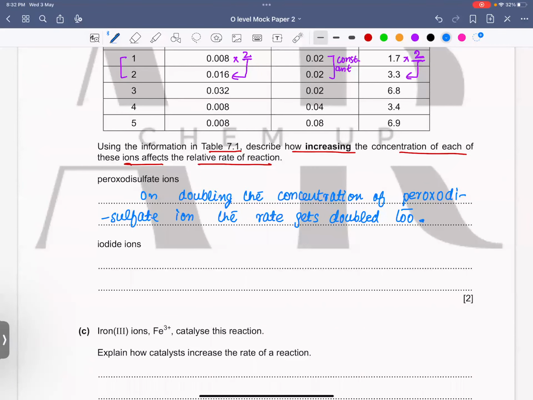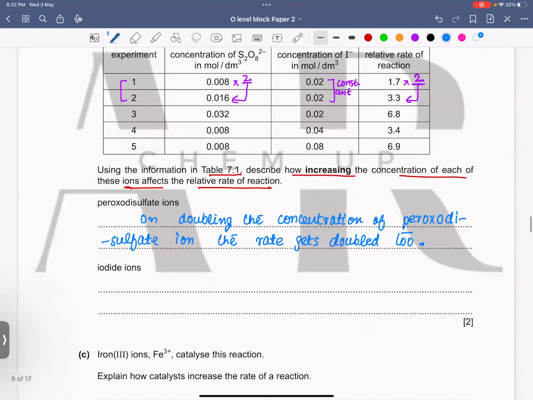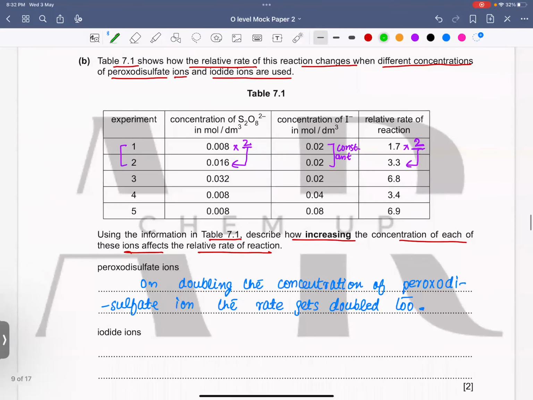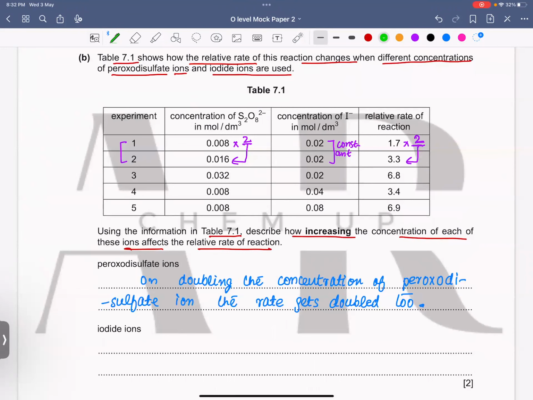Okay. Now, to observe the effect of iodide, I can compare experiment 4 and 5. Why? Because in experiment 4 and 5, the concentration of peroxydisulfate ions is constant, right? And you can see that the concentration of iodide is getting doubled, and the rate is also almost getting doubled, or a 0.1 value greater than double, right?